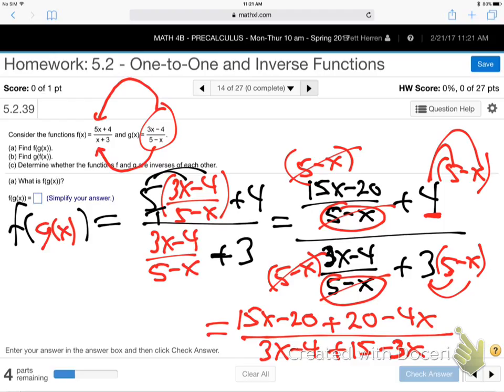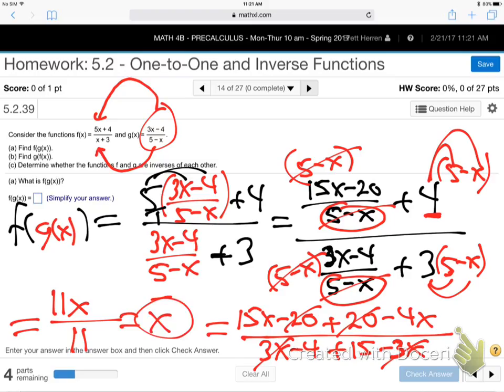Okay, now these 20s drop out. The top is just what? 15x minus 4x, 11x. Bottom, the 3x's cancel, and it's 11. Look at that. It is just x. Could have just guessed. It's just x.